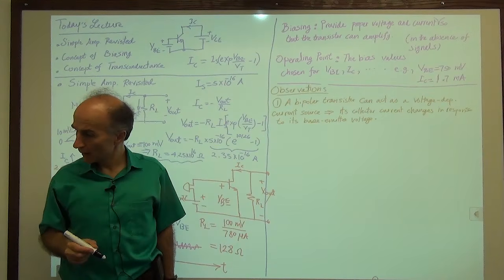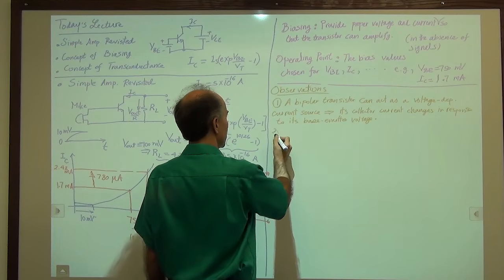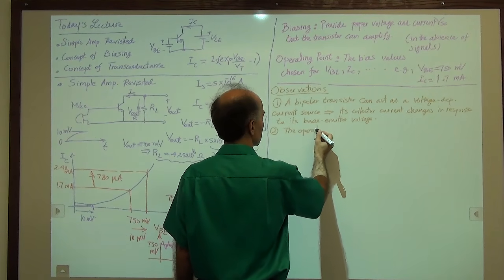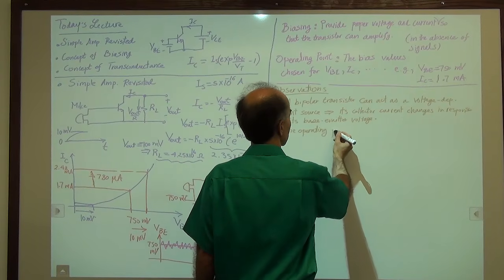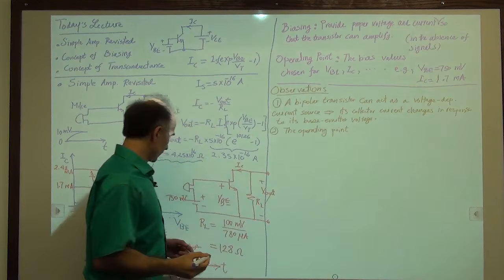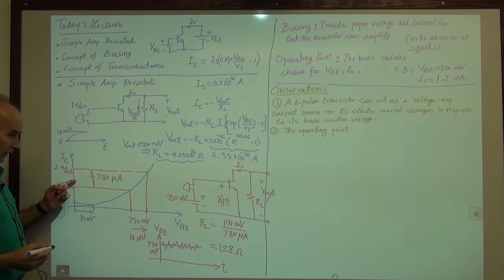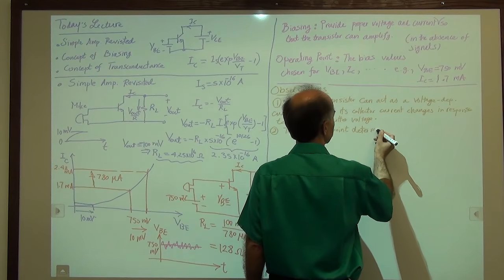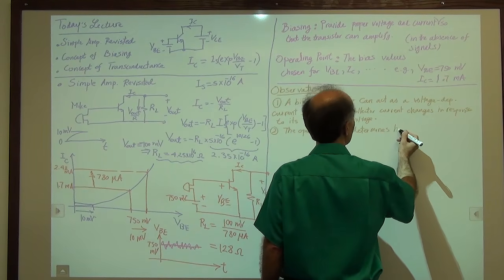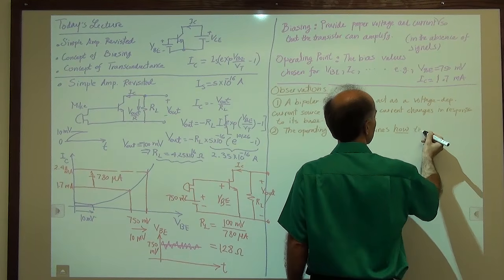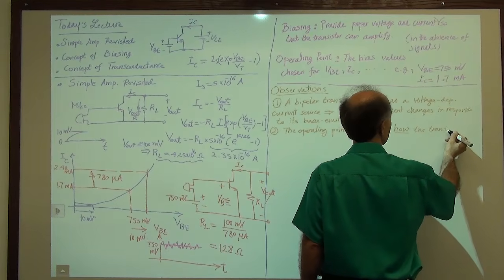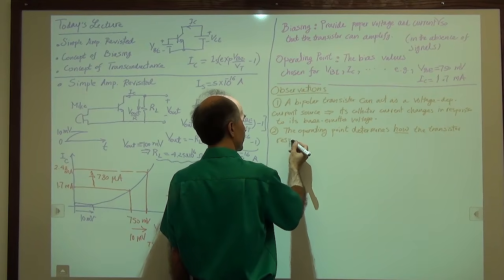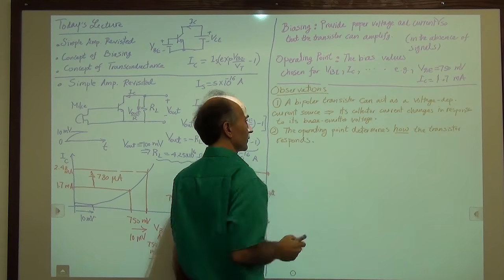The next observation is that the operating point, for example, this value of base emitter voltage and this value of collector current, determines how the transistor responds. We said it responds to the base emitter voltage.